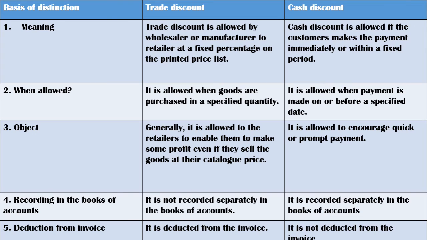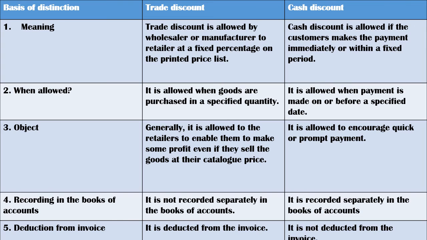What is the object of trade discount? It is allowed to the retailer to enable them to make some profit even if they sell goods at their catalog price. So when the discount is given to the retailers, they are able to earn profit even if they charge the catalog price. The objective of cash discount is to allow and encourage quick and prompt payment.